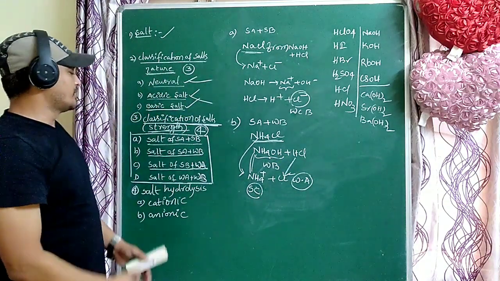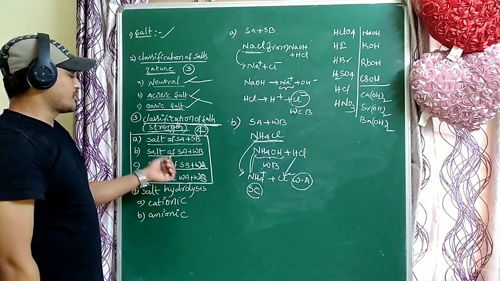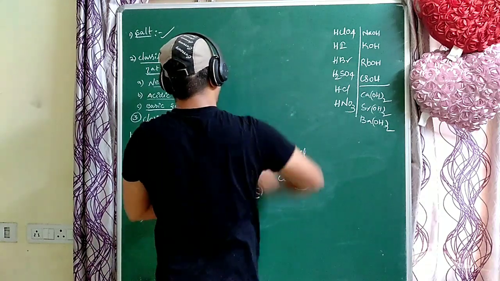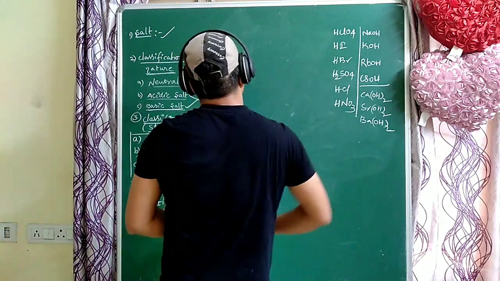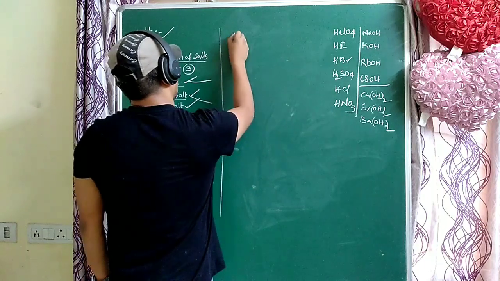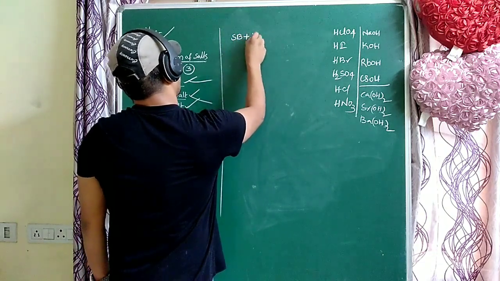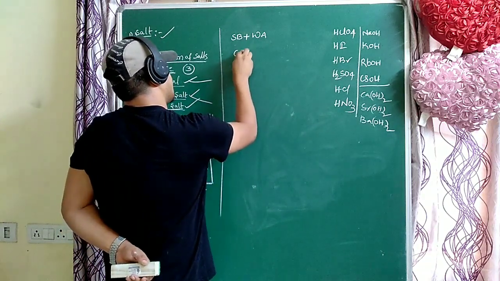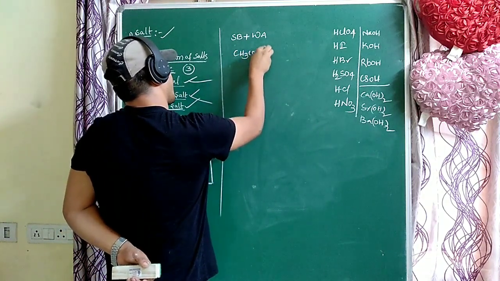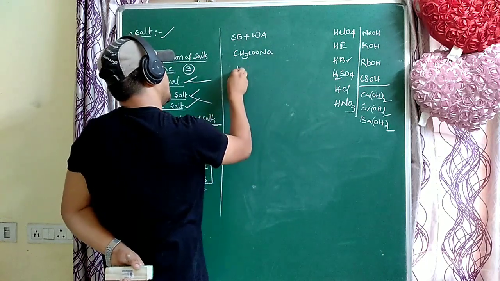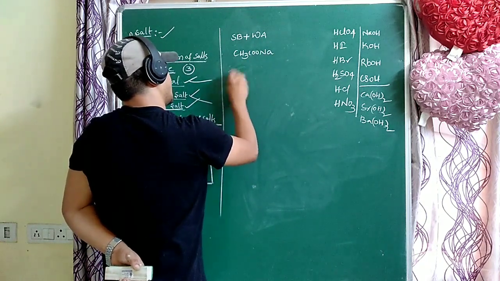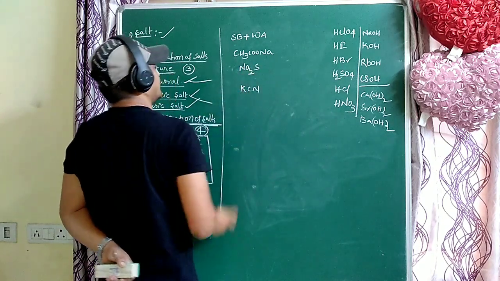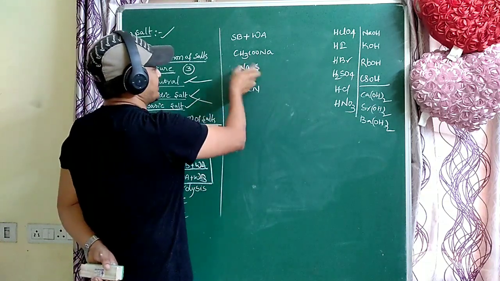So next, very very important salt: the salt of strong base and weak acid. Strong base plus weak acid. So for example, CH3COONa, and next Na2S and KCN. These all are strong base and weak acids.